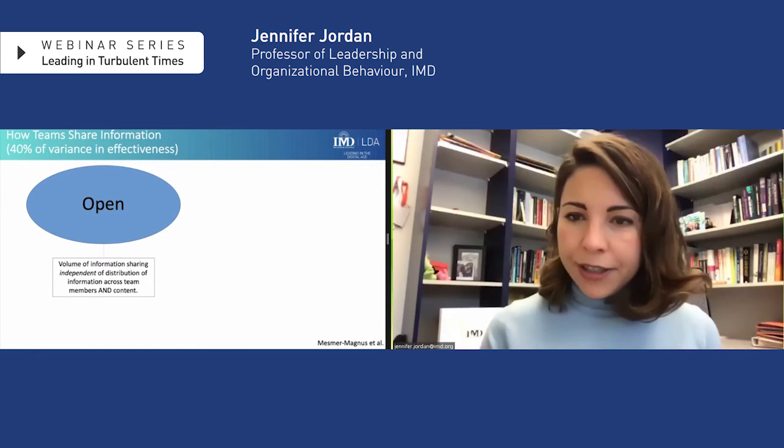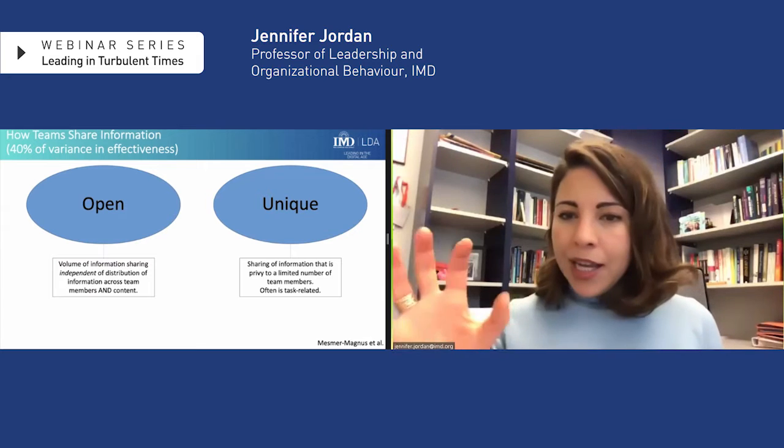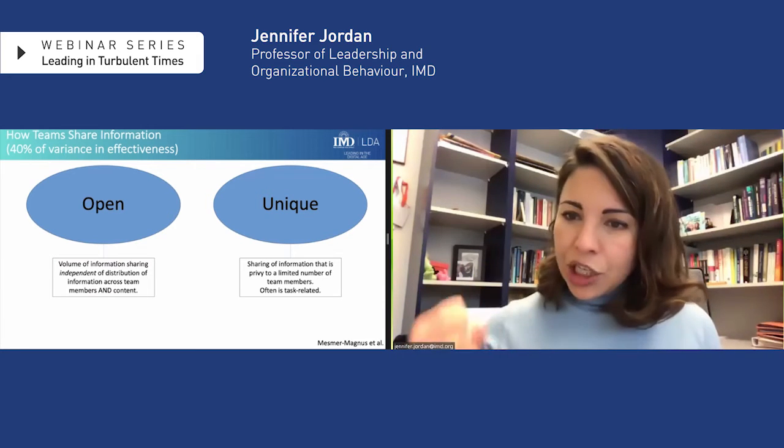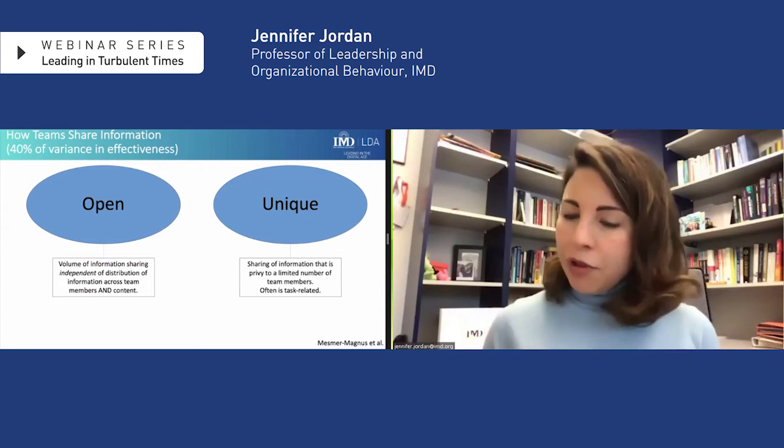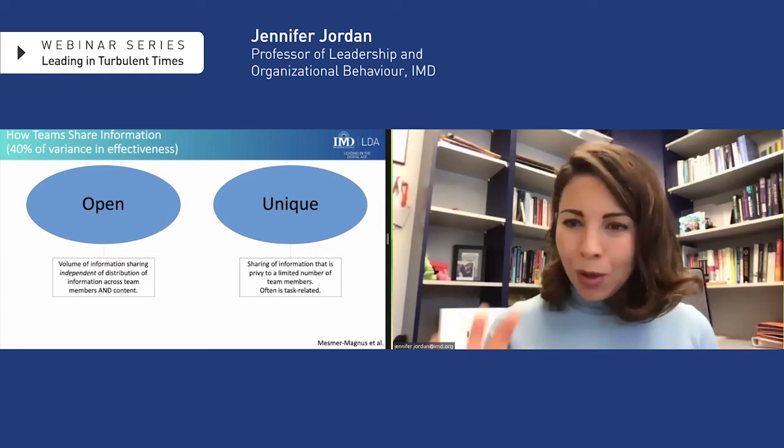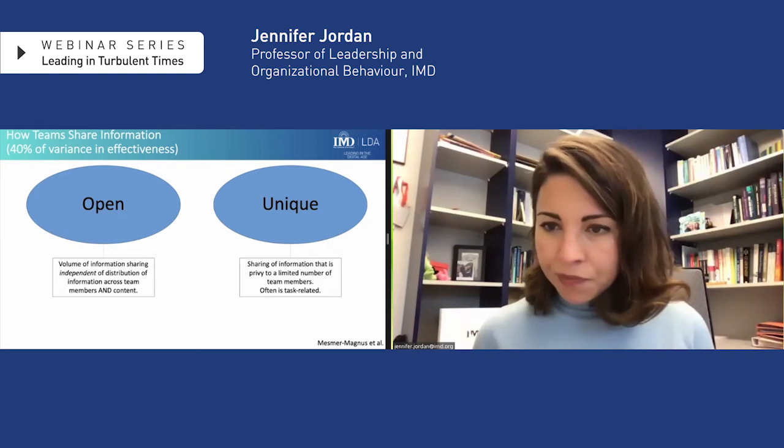That's open information sharing. On the other side is unique information sharing. That's sharing information that's privy to only a few members of the team or maybe one person, and normally it has to do with the task at hand.